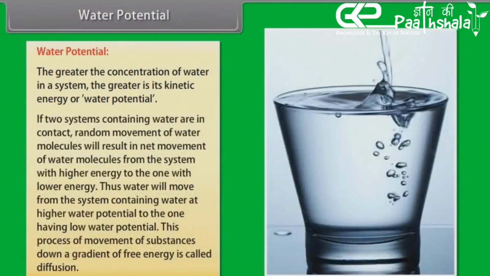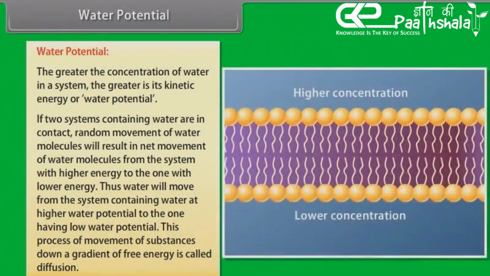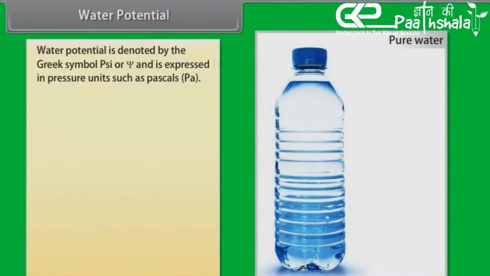If 2 systems containing water are in contact, random movement of water molecules will result in net movement of water molecules from the system with higher energy to the one with lower energy. Thus, water will move from the system containing water at higher water potential to the one having low water potential. This process of movement of substances down a gradient of free energy is called diffusion. Water potential is denoted by the Greek symbol psi and is expressed in pressure units such as pascals.